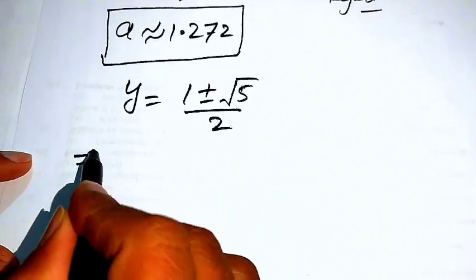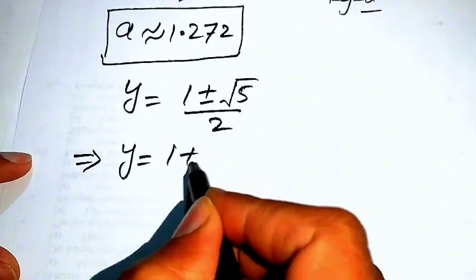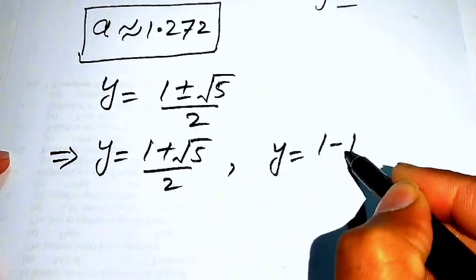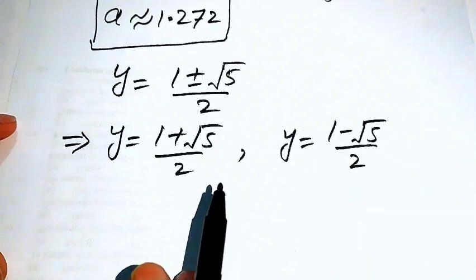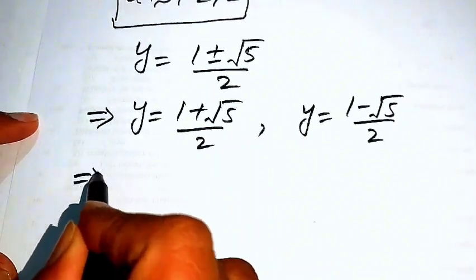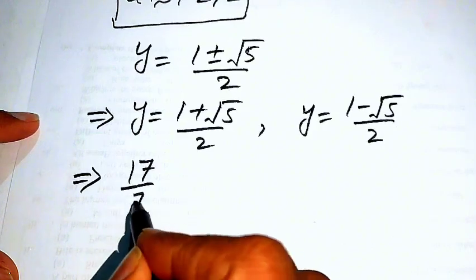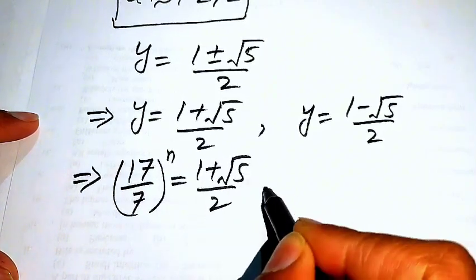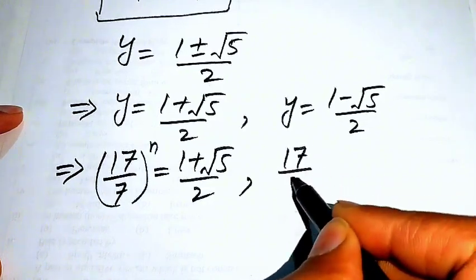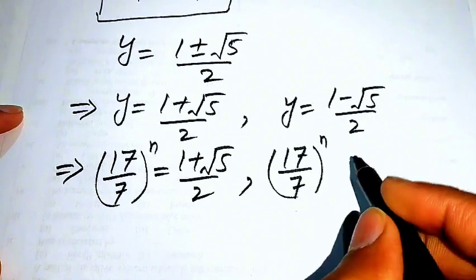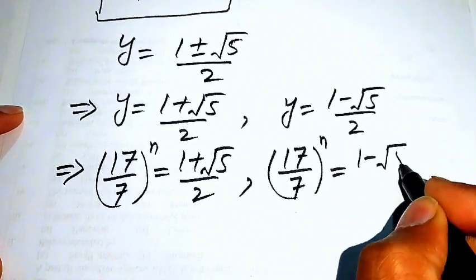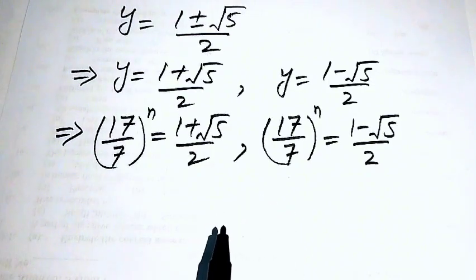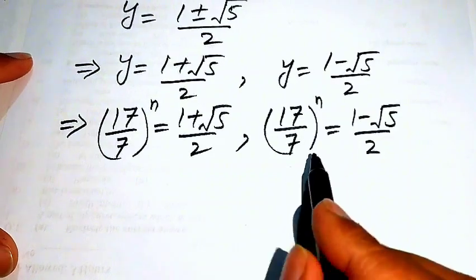So now first we separate these two equations, and first we write the positive value, which is 1 plus square root of 5 over 2, and the second case is y equals 1 minus square root of 5 over 2. So now we back substitute the value of y, and it will be written as 17 over 7 and its whole power n equals 1 plus square root of 5 over 2. And in this case we have 17 over 7 and its whole power n equals 1 minus square root of 5 over 2.